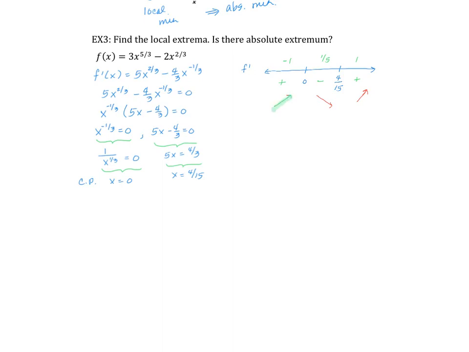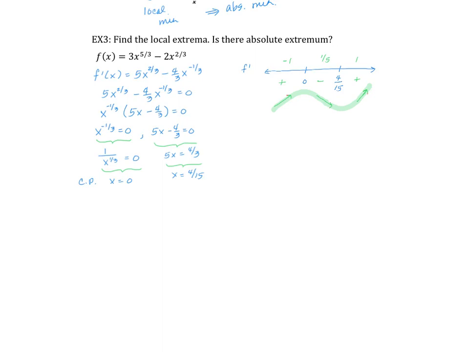However, since there was not one change of sign, we had two sign changes. There's no absolute extreme values. So if there's one sign change, then there's an absolute extreme value. But we had two sign changes.